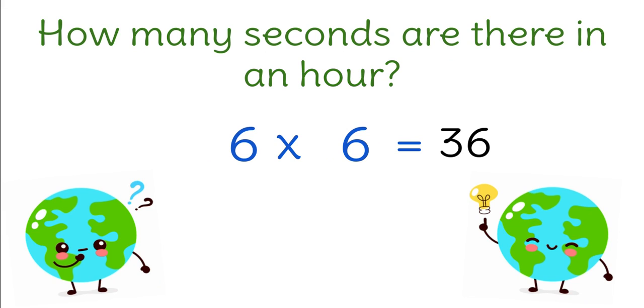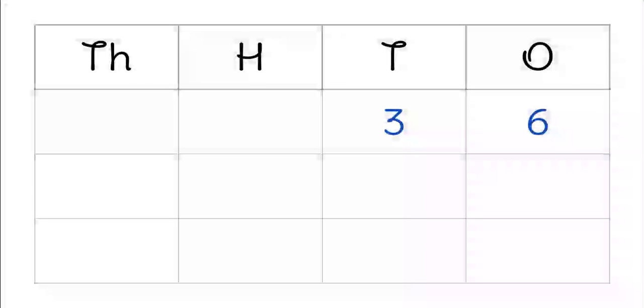Now, we weren't looking for 6 times 6. We were looking for 60 times 60. So we made 2 of the numbers in our number sentence 10 times smaller. What do we do when we need to make a number 10 times bigger, or we're timesing by 10? Let's take a look at the place value chart. Here's our answer, 36. But we made numbers in that number sentence 10 times smaller, 2 separate times. What do you think we might need to do to our answer?